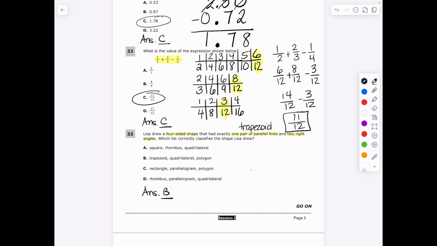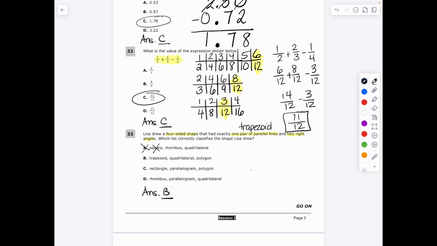So I'm going to do one at a time. So for A, could it be a square? No, because it only has 1 pair of parallel lines, and a square has 2 pairs of parallel lines. Like when we draw it, these are parallel and these are parallel. So I can just eliminate A altogether, because as soon as one thing is not true, the rest are not true.